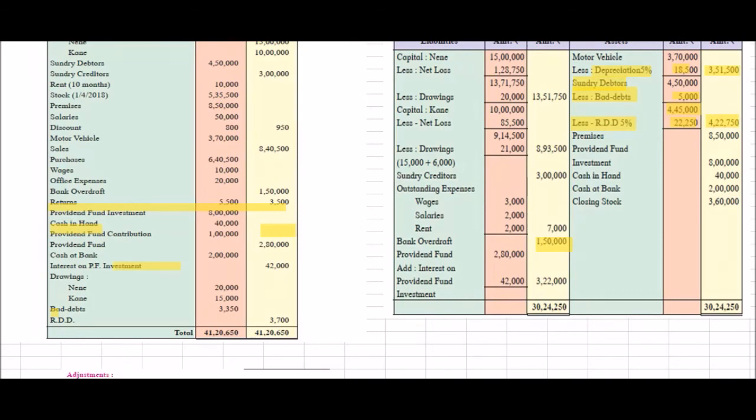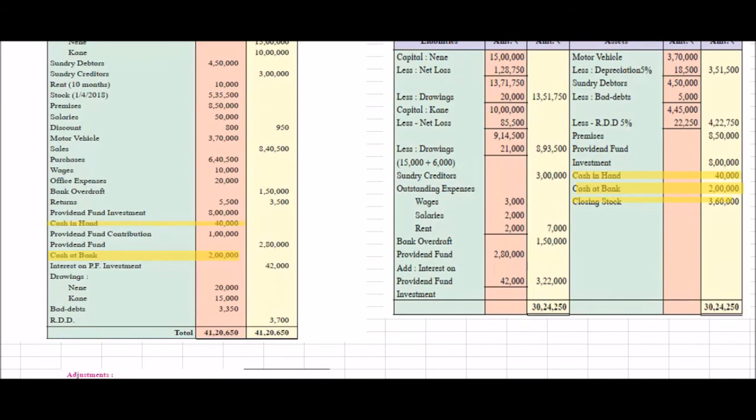Next is provident fund. For the provident fund investment, it is 8 lakhs rupees. Then cash in hand and cash at bank. Cash in hand is 40,000 rupees, taken on the asset side, not the liabilities side. Cash at bank is 2 lakh rupees, which I have taken on the asset side. This is an asset for the business. And the closing stock we have mentioned before, given in the adjustment.